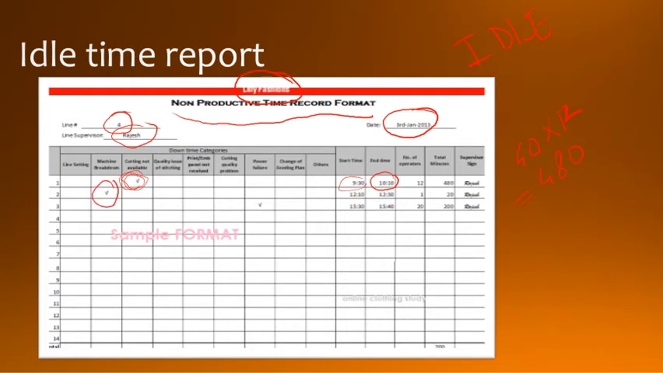The second reason given is machine breakdown. The machine was broken down from 12:10 to 12:30. 12:10 to 12:30 means 20 minutes. And how many operators are there? One operator. So the total idle time due to this reason is 20 minutes. Then the third reason given is power failure. Power failure is from 15:30 to 15:40, that means 10 minutes, and 20 machines, 20 operators remain idle. That means there are 200 minutes. Here you can see 200 minutes. So first 480 minutes, second 20 minutes, and third 200 minutes make a total of 700 minutes of idle time.